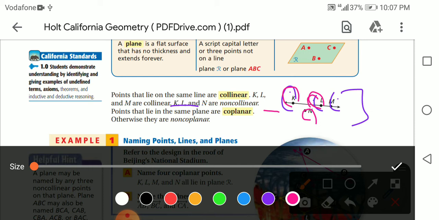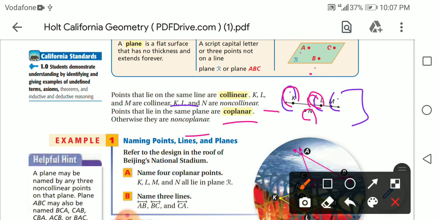Points that lie in the same plane are coplanar. Otherwise they are non-coplanar. Here A, B, C are coplanar, and if I have here a point outside, it's not coplanar.